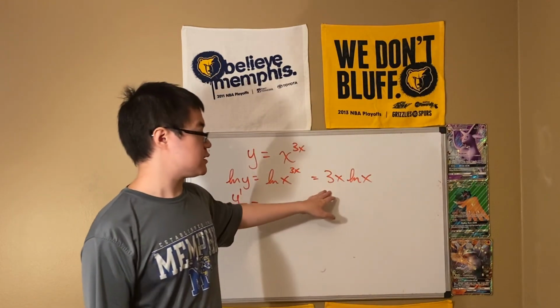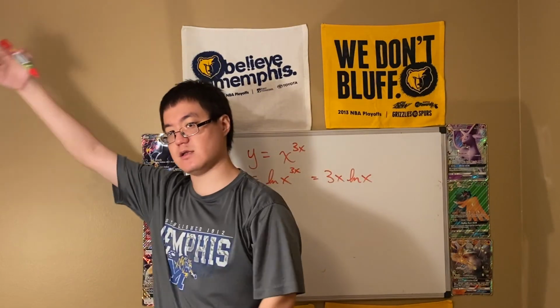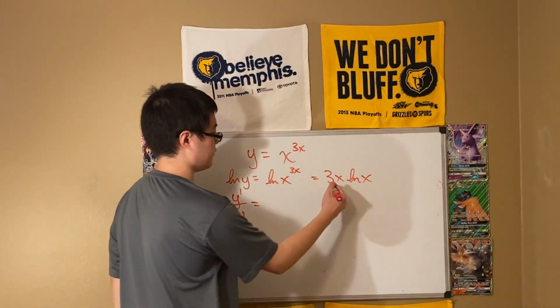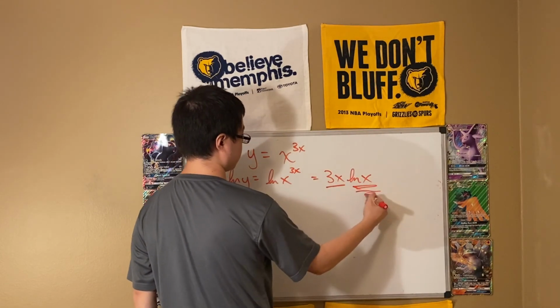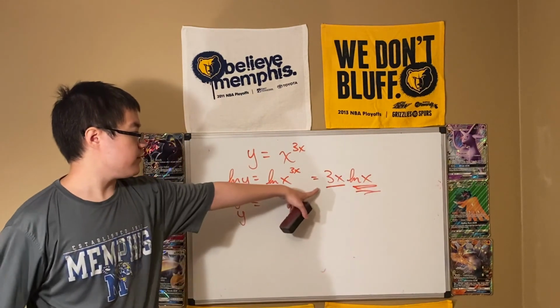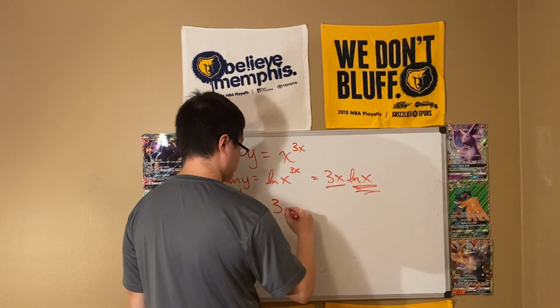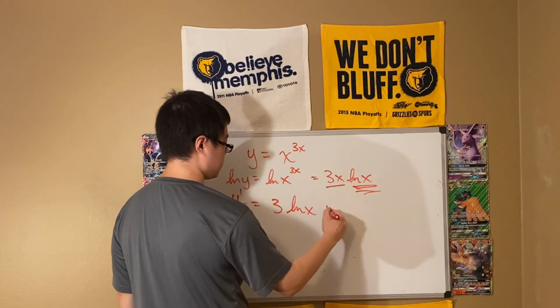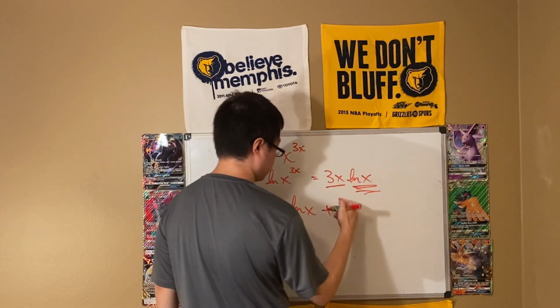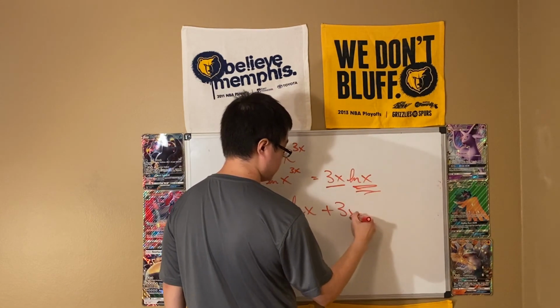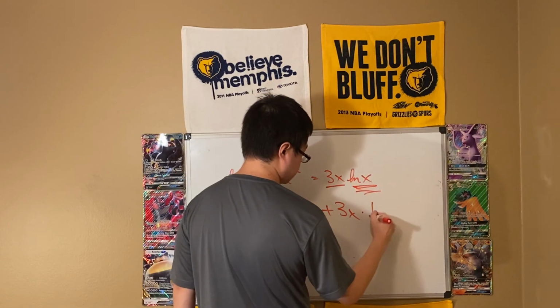Don't get confused with this 3, just like normal, we have to have constants distributed to both sides of the product rule. So I'm going to underline this and this. So these might be my 2 parts of the product. So derivative of the first, that's just 3. Keep the same, ln x, plus derivative of 3x, just keep the same 3x. And then derivative of ln of x, 1 over x.